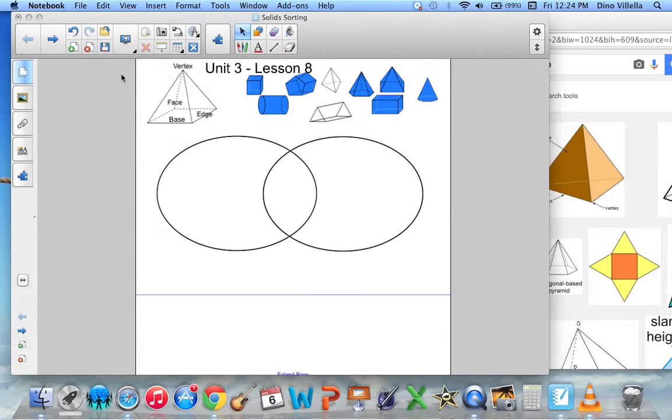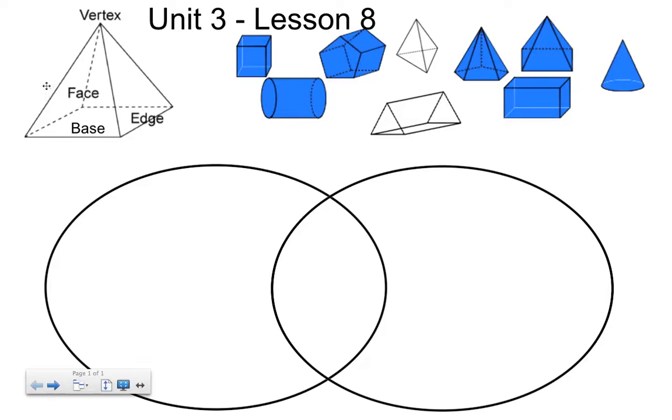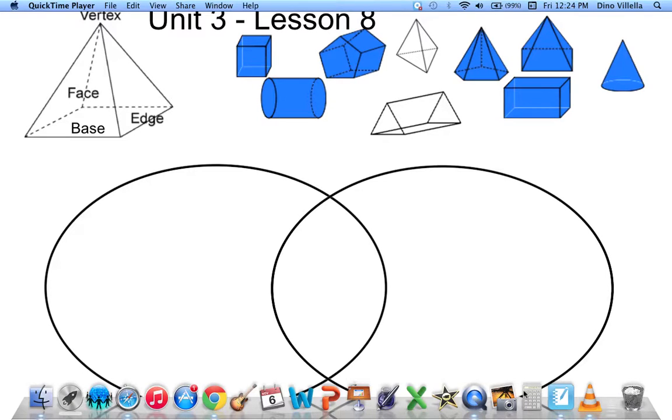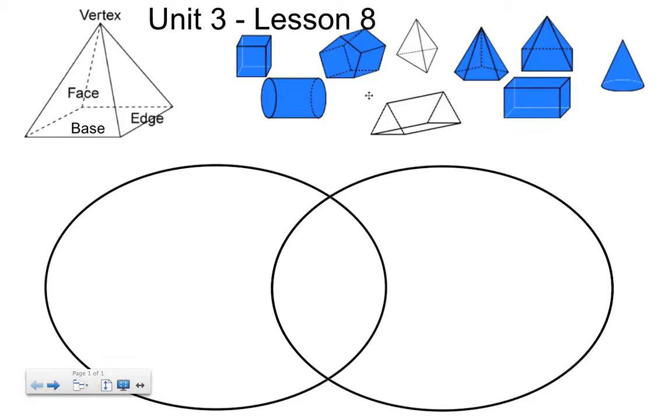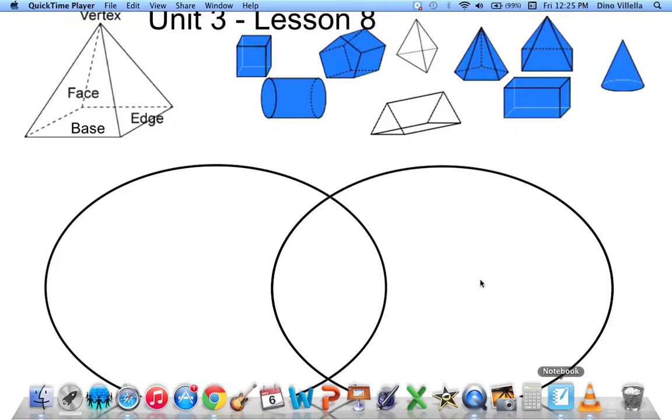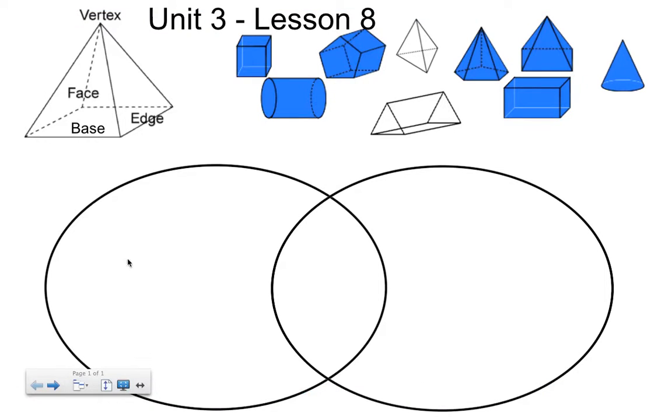Okay, so this is our next flipped lesson. This is looking at Unit 3, Lesson 8, and what we're looking at here is solids now. And as you can see, we have a Venn diagram once again. And whenever we have a Venn diagram, we're going to be looking at sorting, and sorting using some attributes. Okay, just like we did with the two-dimensional shapes last week.